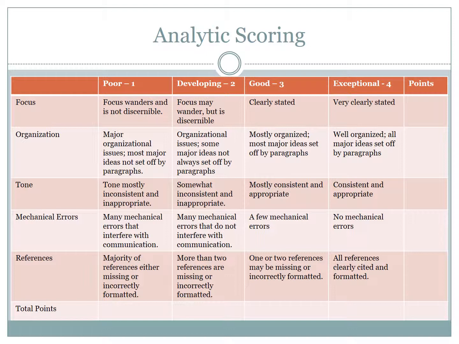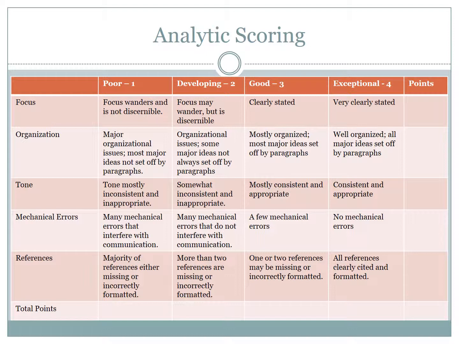So focus was one, if you remember from the holistic rubric we just looked at. Organization was another, tone, mechanical errors, and references. These are the exact same criteria that were in the previous rubric, only now they're broken out individually by rows. And you'll see that every cell in this table has a description.